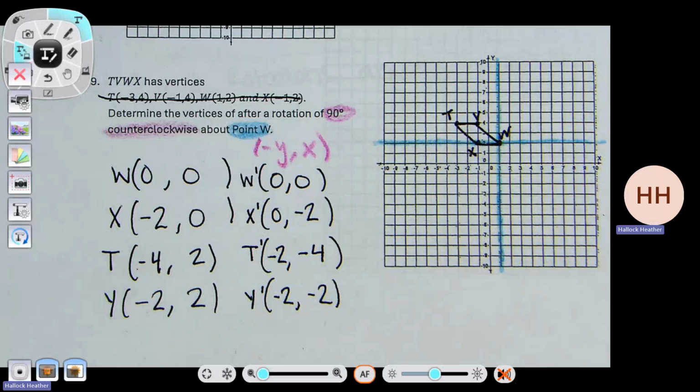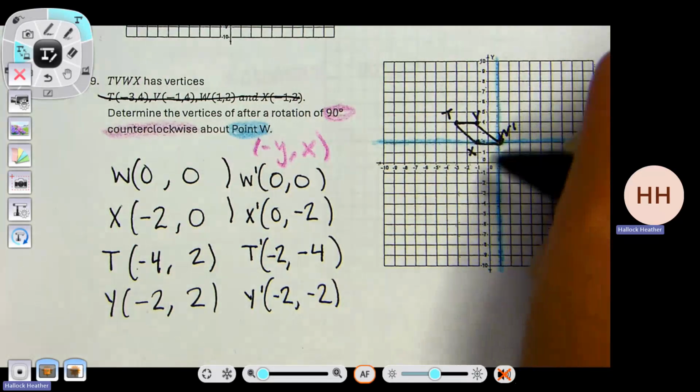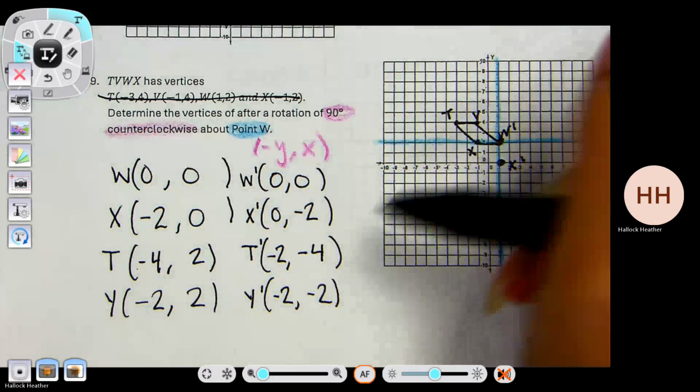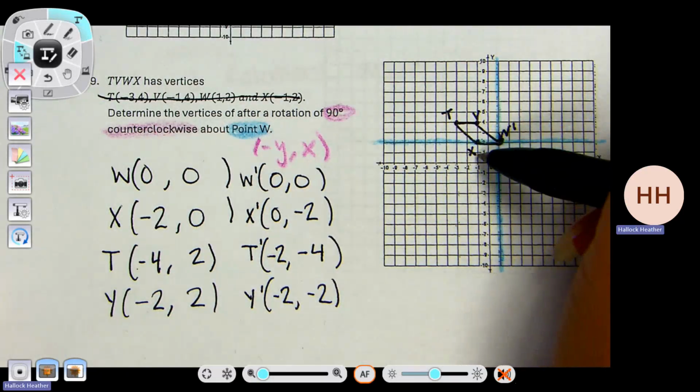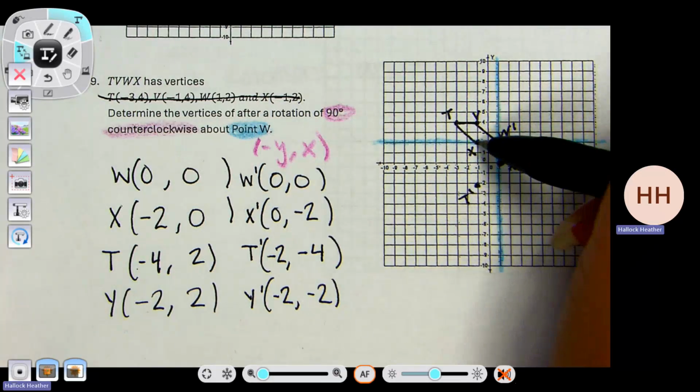Now, the only part that people are getting messed up on from yesterday is when you plot these points, you're plotting them based on the new 0, 0. So W does not change. W stays exactly where it's at. When you're plotting these points, you're going to go 0, negative 2, negative 2, negative 4. It's kind of like imagining that your whole graph has just shifted over. So W is basically now W prime. X is 0, negative 2. T is negative 2, negative 4. 1, 2, 3, 4. And Y is negative 2, negative 2.